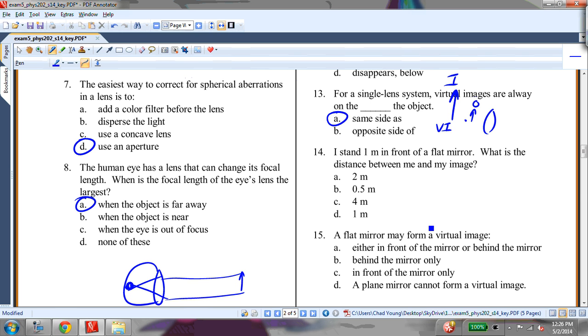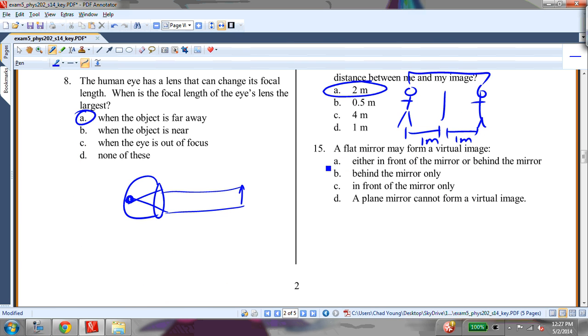I stand 1 meter in front of a flat mirror. What is the distance between me and my image? So here I am. This is 1 meter. My image is likewise 1 meter. So the distance from here to here is 2 meters. A flat mirror may form a virtual image only behind the mirror.